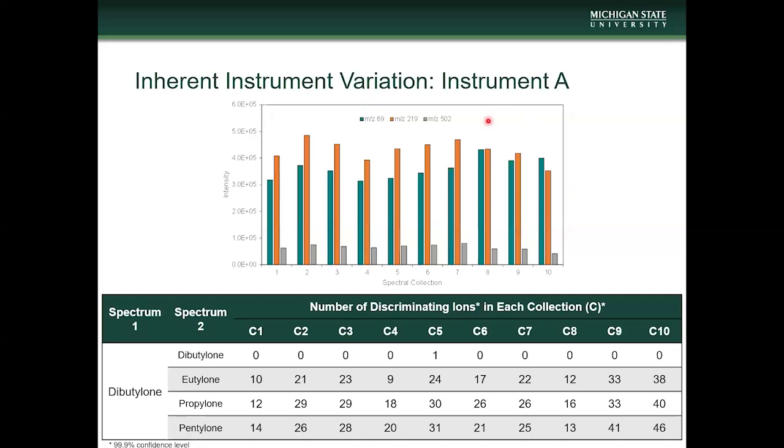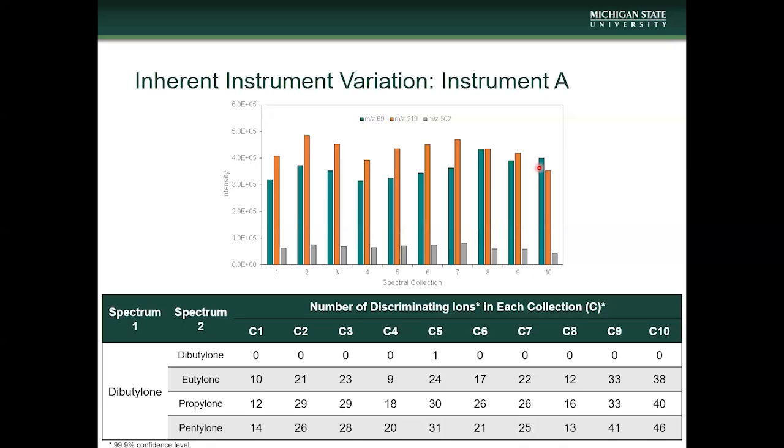However, when we got to our later collections, 8, 9, and 10, you can see that these ratios begin to change. So for example, in collection 8, the ratio of 69 to 219 is closer to a 1-to-1 ratio. And in collection 10, mass to charge 69 is actually the most intense of these 3 calibration ions.